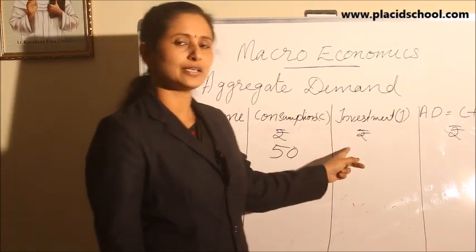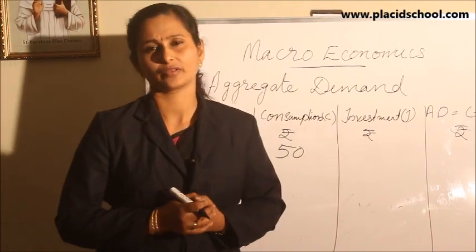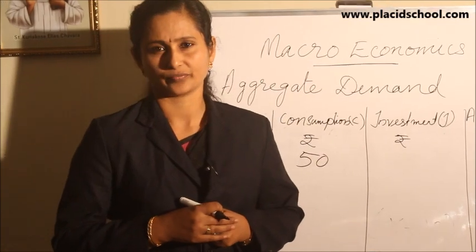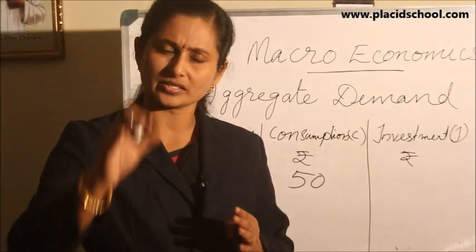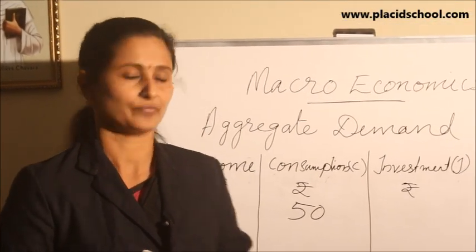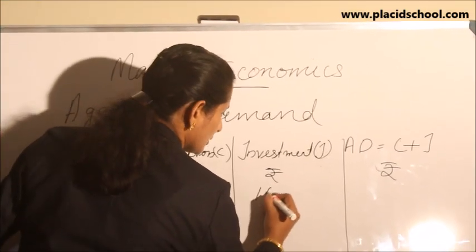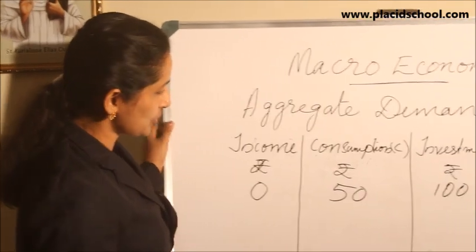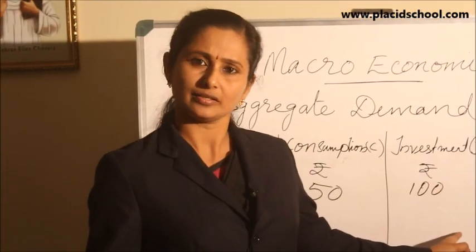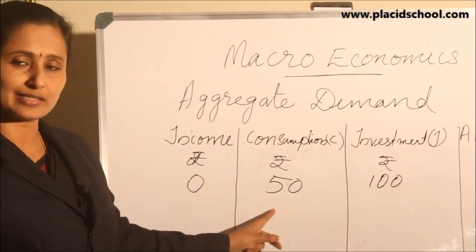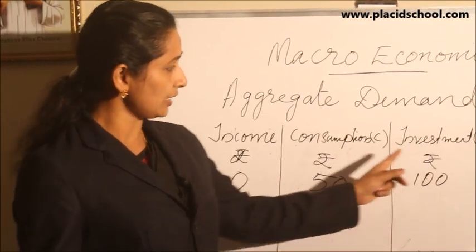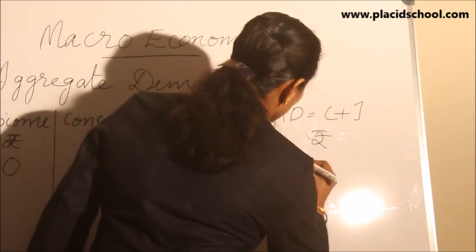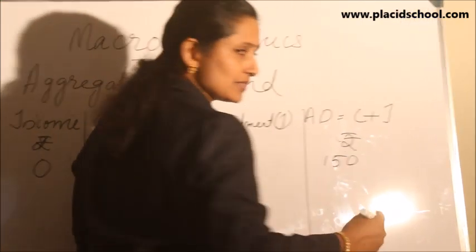Investment. Keynes in his theory assumed that investment in the short period is autonomous investment, and it remains constant at all levels of income. So, the investment is 100 rupees. What is aggregate demand? Aggregate demand is the sum total of consumption expenditure and investment expenditure. So, what is the consumption expenditure here? It is 50 and investment expenditure is 100. So, aggregate demand at this first level is 150 rupees.